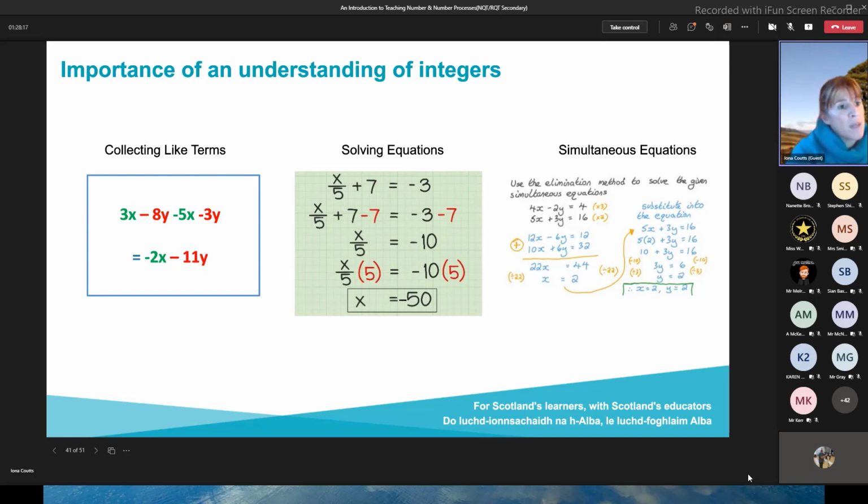And then we've also got the multiplicative inverse there as well. We have a division by 5. The inverse of that is a multiplication by 5. So these inverse operations, really, really important that learners have a good understanding of that.